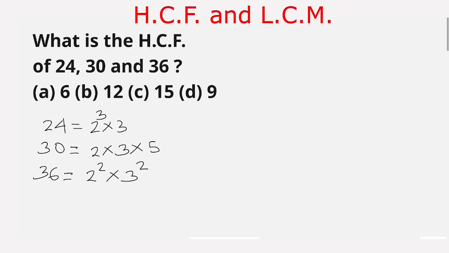Now we have factorized all the numbers 24, 30 and 36 into powers of prime factors. Now we have to find the common factors in 24, 30 and 36. The common factors are 2, which is in all the three numbers, and 2 to the power 1 is common in all. So our H.C.F will be 2 to the power 1 or 2, multiplied by the other common factor, 3 to the power 1, which is common in all the three numbers. So multiplied by 3 we write.